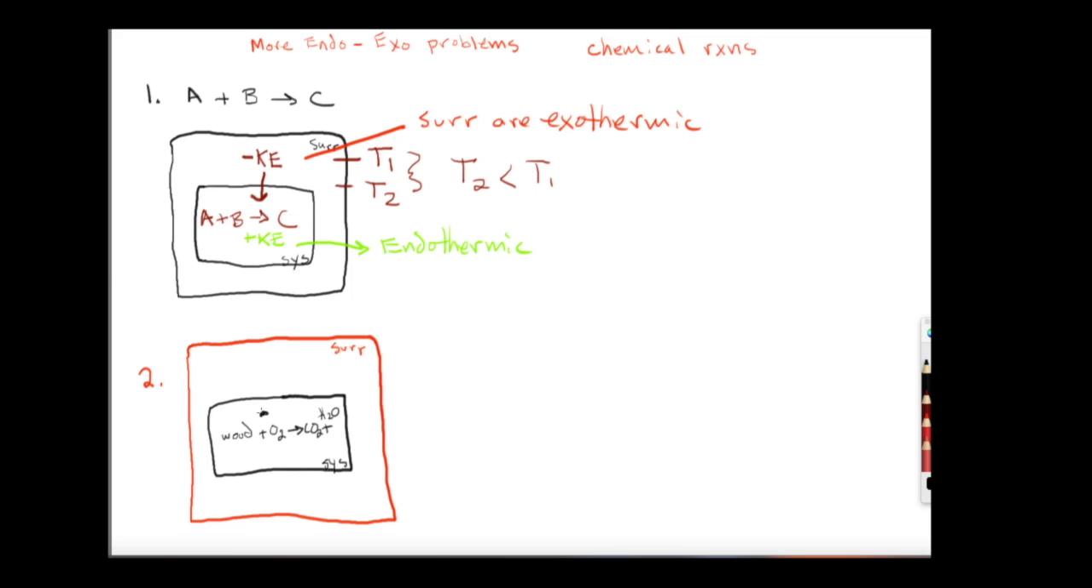It's not rocket science that the KE here is going down and we're gaining in the surroundings. When you stand next to a fire, it's warm, and that's because energy is coming from the fire into the surroundings. So for this example, the system is losing energy, so it's exothermic, and the surroundings is gaining energy, so it's endothermic.